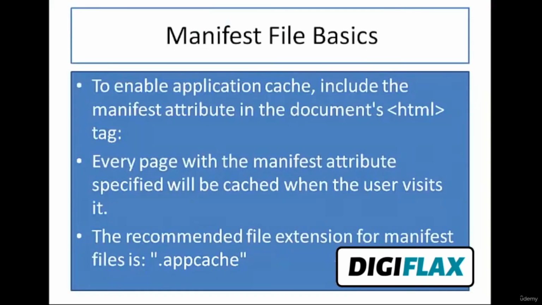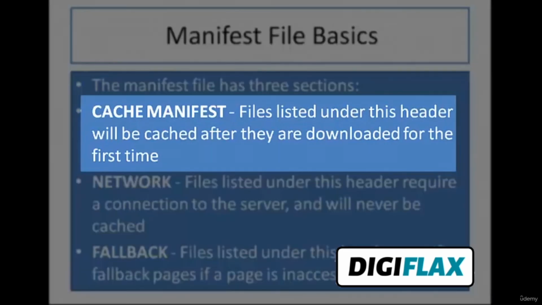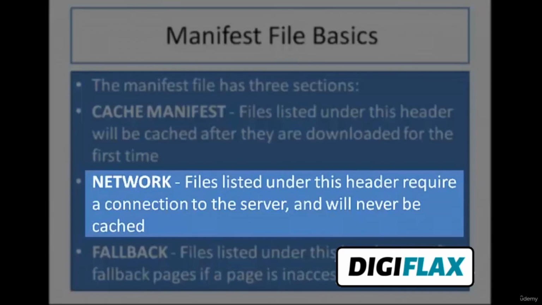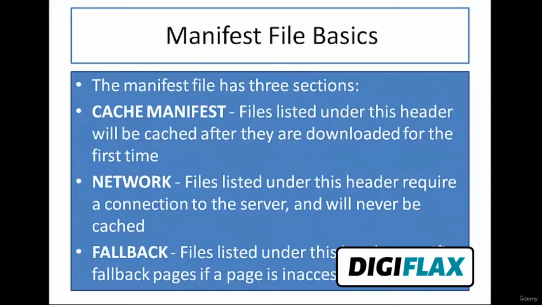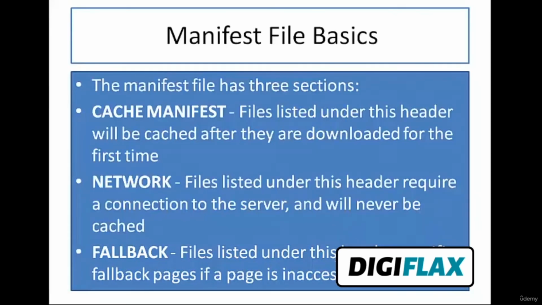As you have seen in the previous file, we have named it demo.appcache. So this is the extension. Also, the web server needs to be configured for that MIME type. The manifest file has three sections. First is CACHE MANIFEST. Files listed under this header will be cached after they are downloaded for the first time, so they persist. Other is NETWORK. Files listed under this header require a connection to the server and will never be cached. Registration and login files fall into this category. The last one is FALLBACK. Files listed under this header specify fallback pages if a page is not accessible, that is, if we are offline.